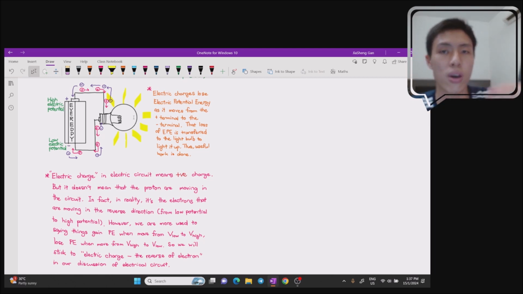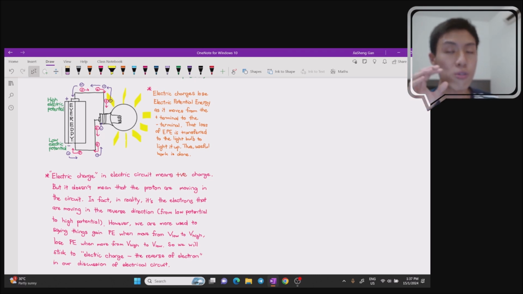That's why we choose not to explain electric circuit in electrons, because it's counterintuitive. What do we do? We explain it in terms of the opposite of electrons, or the reverse of electrons, which we just call electric charge. So this electric charge will move from high potential to low potential. And in the following discussion, we won't be talking about electrons anymore. When we talk about charges flowing from where to where, we are always referring to that imaginary positive charge that we are talking about over here. So no more mentions regarding the electron from here on.